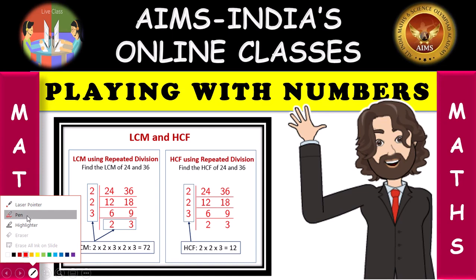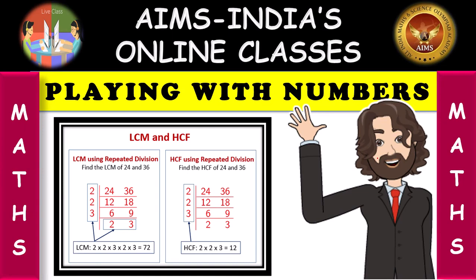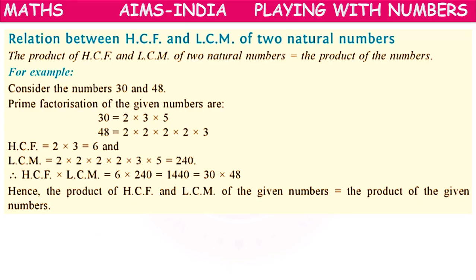Today, from the mathematics subject, in the topic Playing with Numbers, we are going to continue. In our previous videos, we learnt about HCF, highest common factor, and LCM, least common multiple. HCF is also called GCD, greatest common divisor. How to find the HCF or LCM of two or more numbers, about that concept we have already discussed.